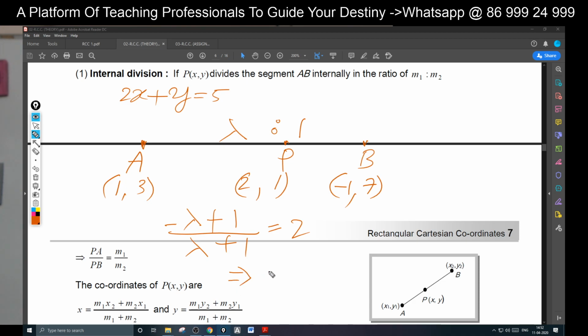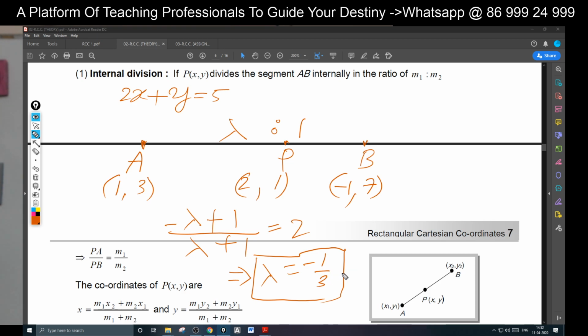On simplifying this, what do you get? 2 lambda plus lambda, 3 lambda. 3 lambda is equal to minus 1. Lambda is equal to minus 1 by 3. Just simplify and you will understand that. I didn't write the direct step here. What is that? 2 lambda plus 2 is minus lambda plus 1. Lambda brought this side, 3 lambda. 2 brought that side, minus 1. So lambda is equal to minus 1 by 3.